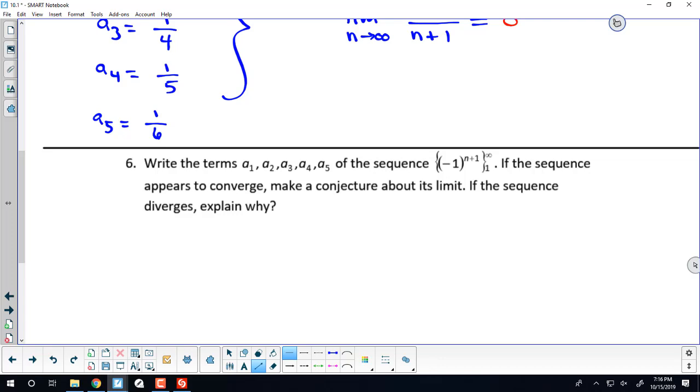Okay, so we've got to write the first 5 terms of the sequence (-1)^(n+1) from 1 to infinity, and do the same thing. Does it converge or diverge?